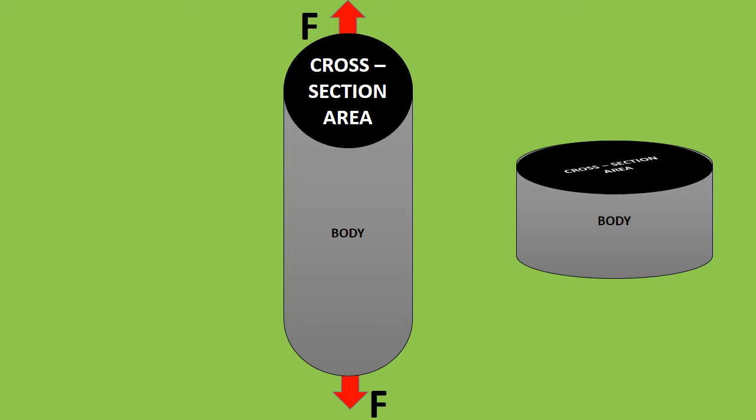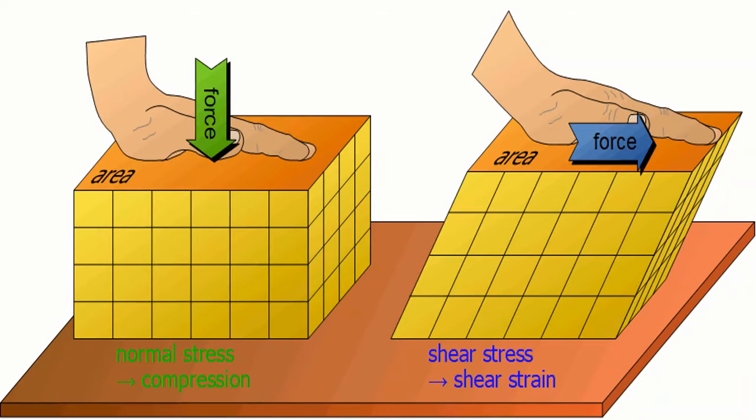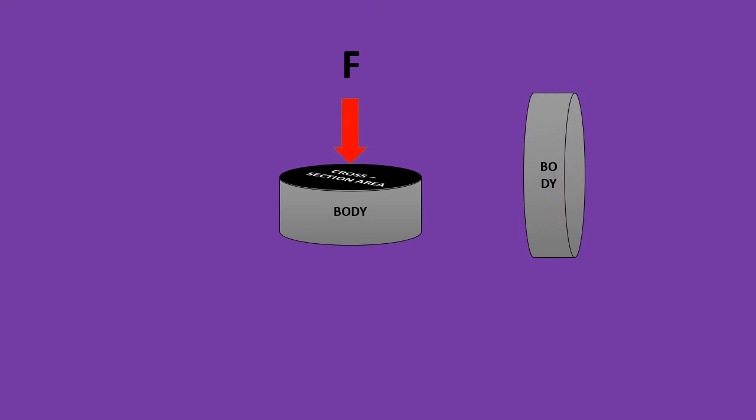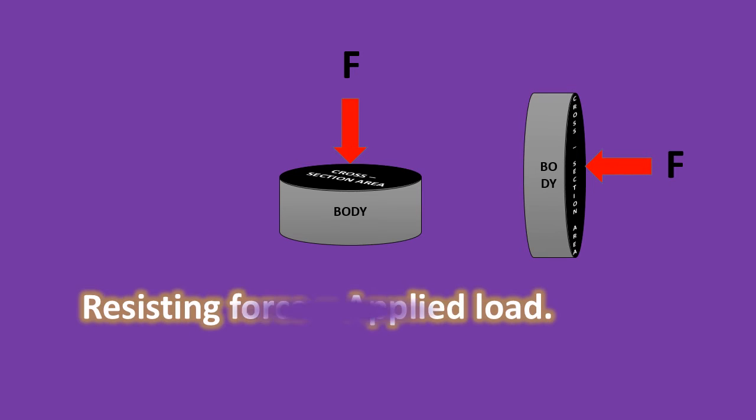But beyond the elastic stage, the resistance offered by the material is less than the applied load. In such a case, the deformation continues until failure takes place. Within the elastic stage, the resisting force equals the applied load. This resisting force per unit area is called stress or intensity of stress.